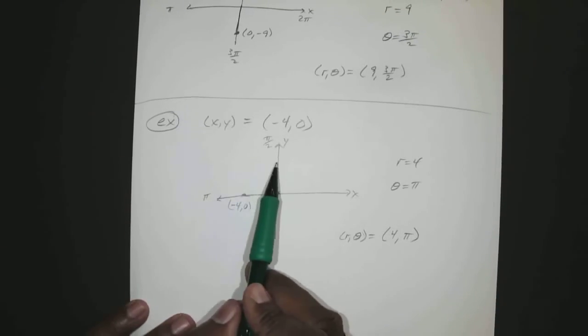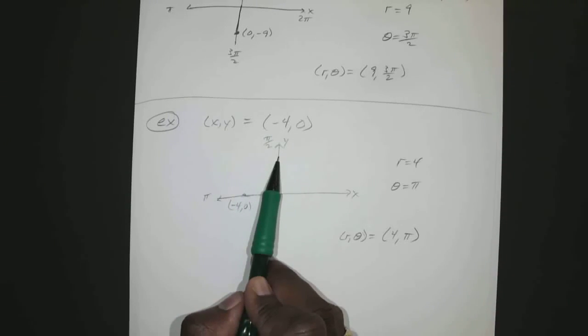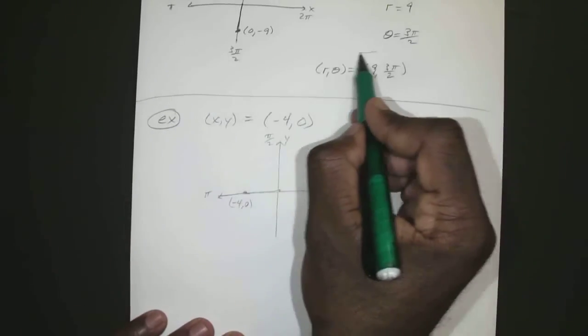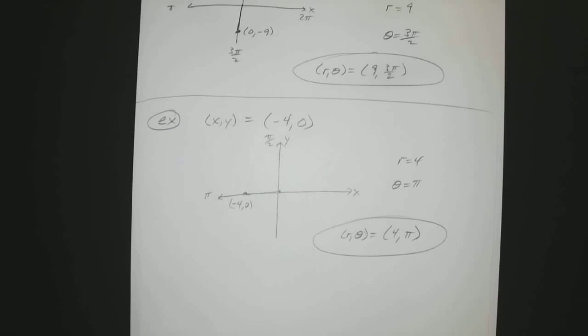Okay. So you know if your point was up here, it would be however far it is from the origin, and your theta would be pi over 2. Does that make sense? Okay. So it's just one of those shortcuts you can kind of look out for. All right. Any questions on that one? All right. So we will stop there.